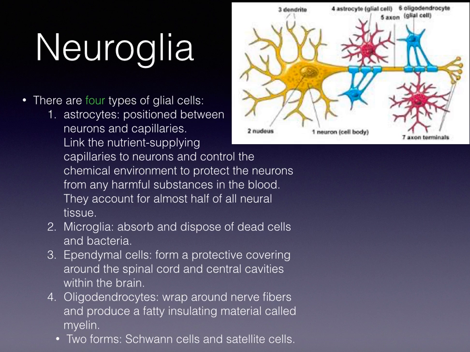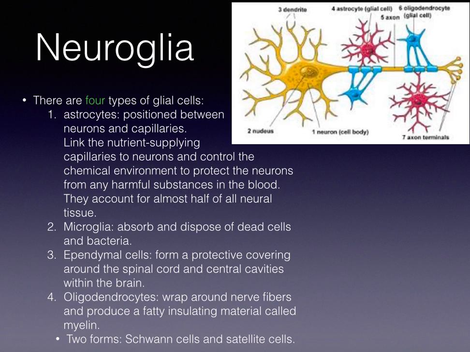So there are four types of these glial cells. The first type is astrocytes. These are positioned between neurons and capillaries. They link the nutrient supplying capillaries to neurons and control the chemical environment to protect the neurons from any harmful substances in the blood. So they're going to basically protect the nervous system. They account for almost half of all neural tissue.